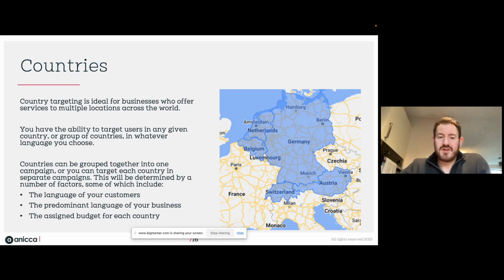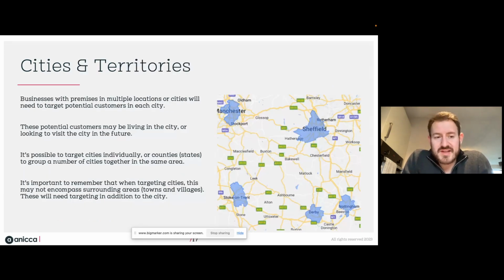We then move down to cities and territories. So as an example, businesses with premises in multiple locations or cities might need to target potential customers in each of those individual cities. So these potential customers may be living in the city that you're looking to target, or they might be looking to visit that city at some point in the future, or they might work there or something like that. It is possible to target cities individually, or counties or states, as we mentioned earlier.